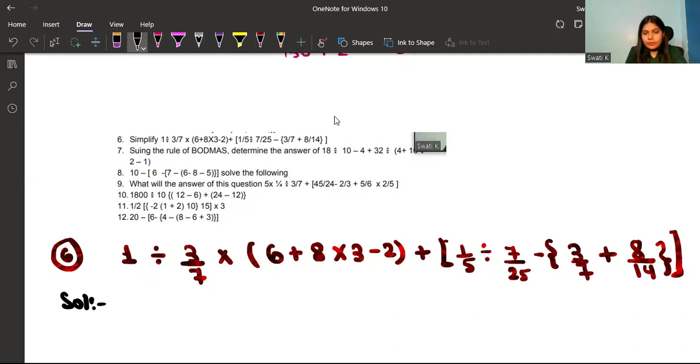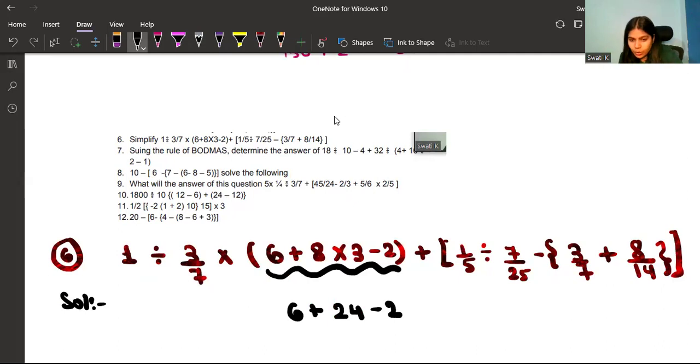Inside this also I have to follow BODMAS. Multiplication should be done first. So 8 times 3 is 24, and 6 plus 24 minus 2. I will not write down the same thing again because it will be long. I'm just going to solve this here. So I got 6 plus, first I solved 8 times 3 which is 24, and then minus 2. Now it will become 6 plus 24 which is 30, and 30 minus 2 is 28. So I have solved this entire bracket and I have got the answer 28.